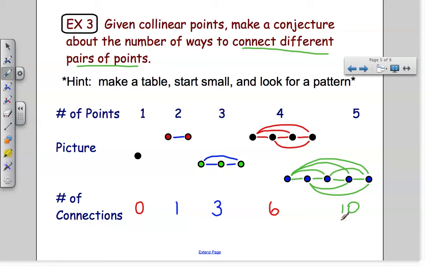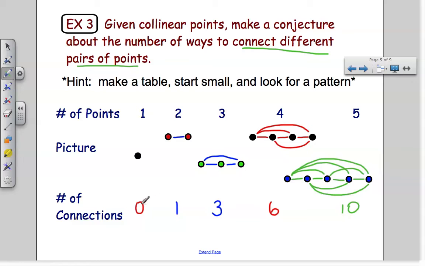Now I'm going to stop here because I'm hoping that I can make this conjecture about the number of ways to connect different pairs of points. My conjecture should involve what the pattern is. So I want to know what happens as I increase the number of points. What's a pattern with the number of connections? I go from 0 to 1 to 3 to 6 to 10. Now if you notice here, I'm not adding the same number every time. I'm not multiplying by something every time. So there's got to be something a little bit different happening here.